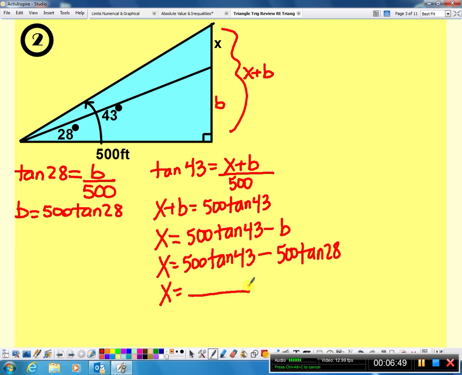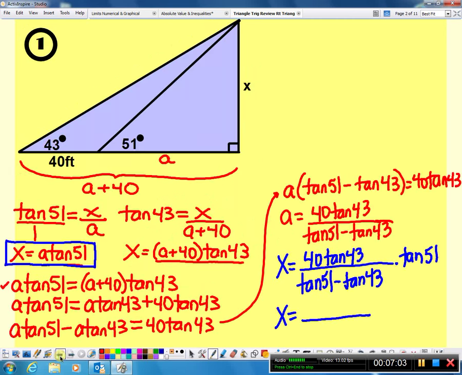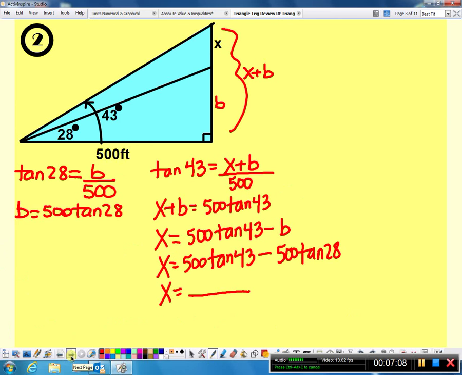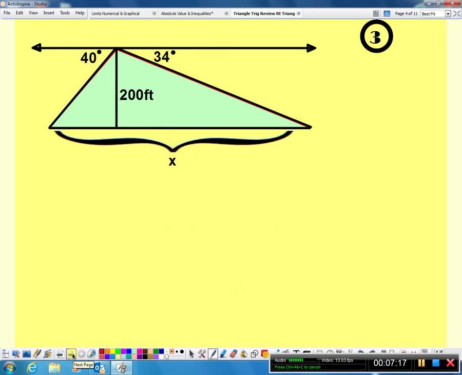Notice both problems required that I add a variable. Both required me to set up two right triangle trig relationships. The first problem required me to do a lot more algebra and solve a system. The second problem allowed me to not solve for the variables simultaneously, but sequentially. I could get b and then simply plug in to get x. You just never know when you look at a problem whether it's going to be one that's sequential or simultaneous. You just set them up, figure out what's going on, and then deal with whatever algebra comes your way.